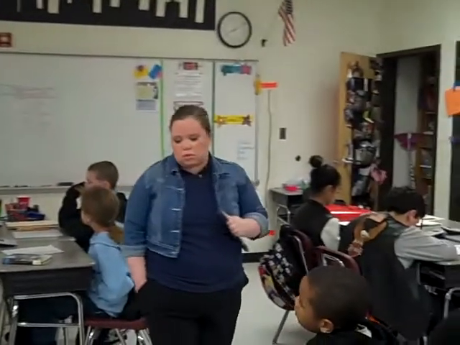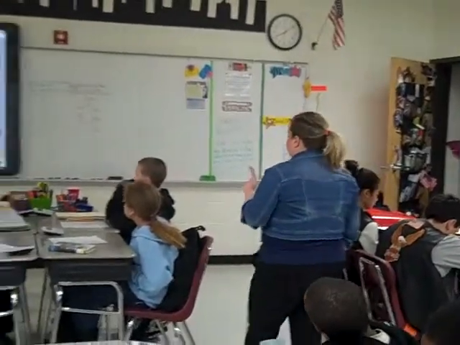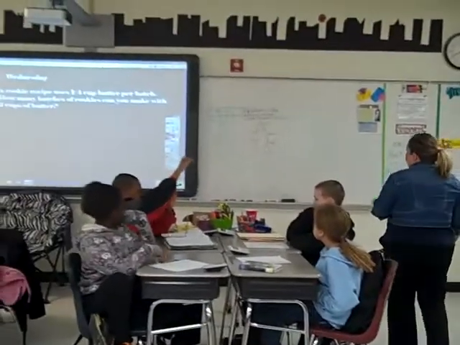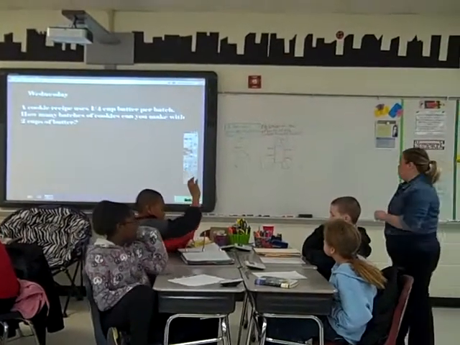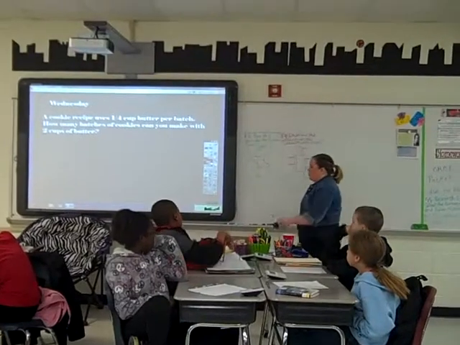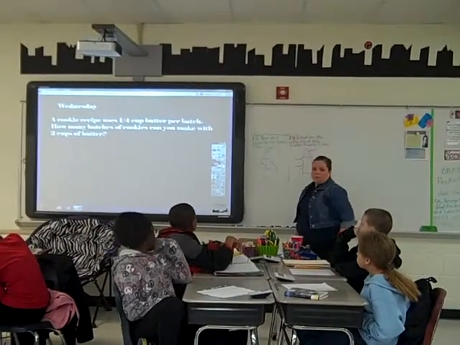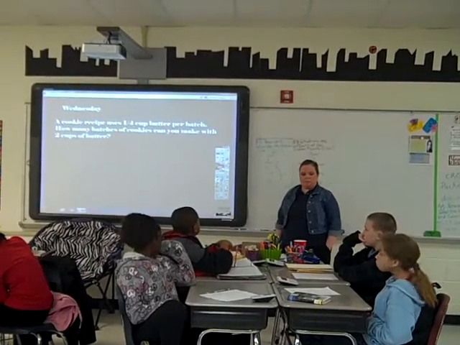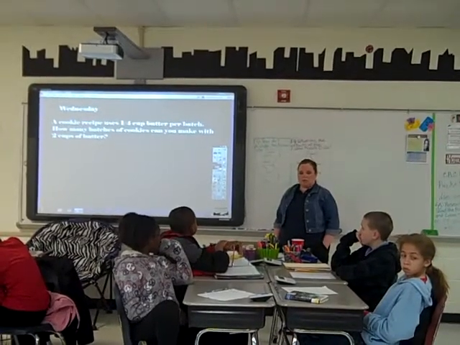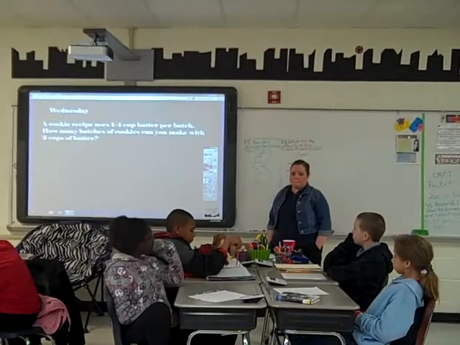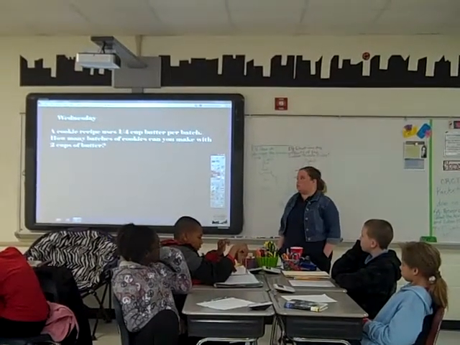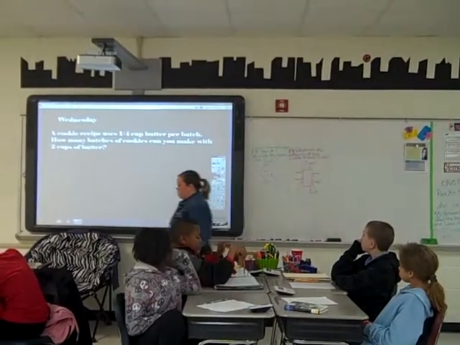2 cups. No, they have 2 cups of butter, and they're using a certain amount of butter for the recipe. The first sentence tells us how much they're using in the recipe. The first sentence, babe. What does it say in the first sentence? The first sentence of the problem. A cookie recipe uses 1/4. Okay, so it uses 1/4 cup of butter.